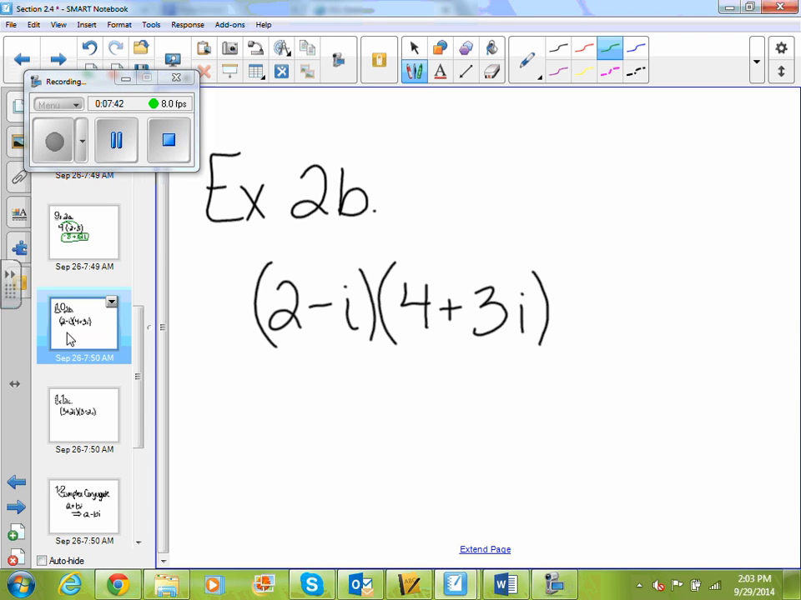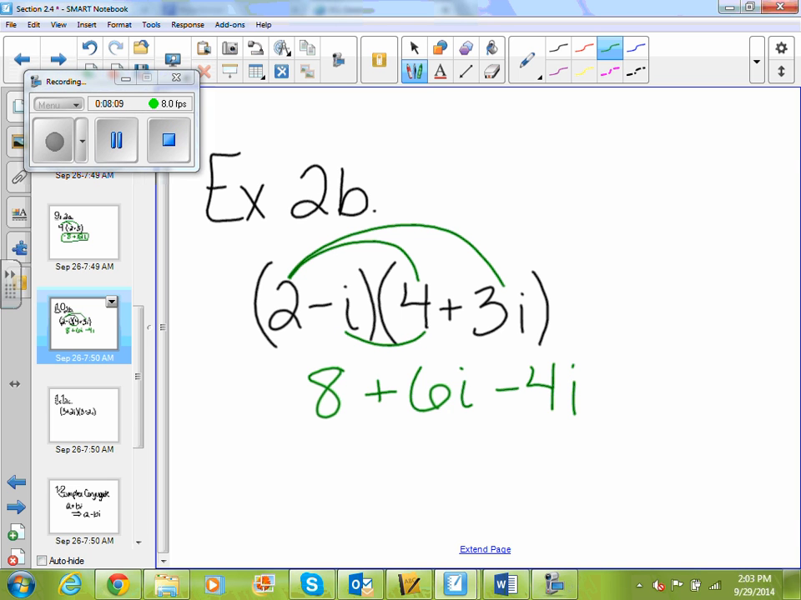When we're given two polynomial imaginary sets, then we get 2 minus i times 4 plus 3i. And just like if those were x's, we're going to FOIL. So first times first gives me 8. Outside times outside gives me 2 times 3i, which is 6i. Inside times inside gives me a negative 4i. And last times last gives me negative 3i squared.